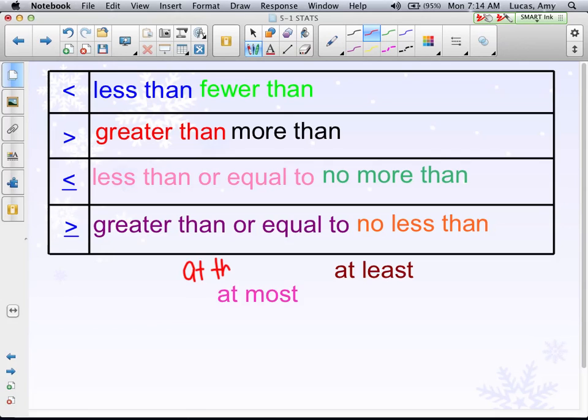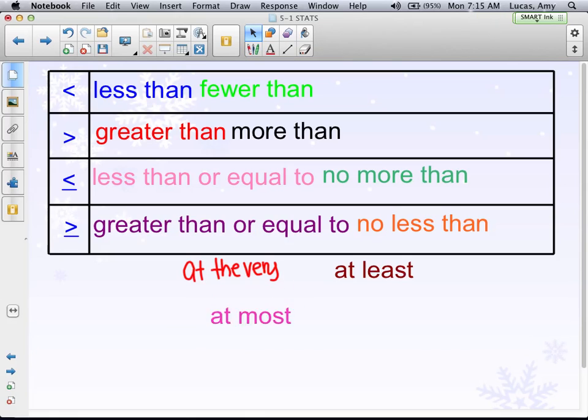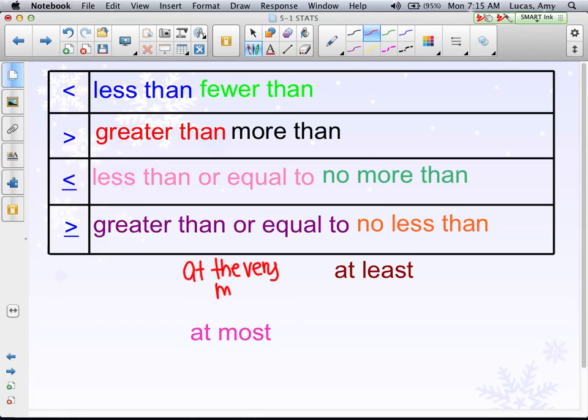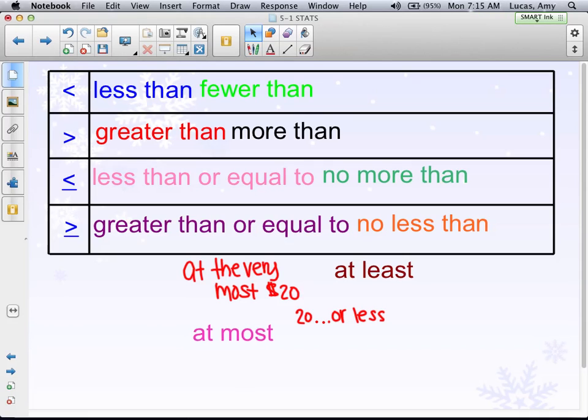At most, if I have at the very most $20, so I could have 20 or less. So less than or equal to.